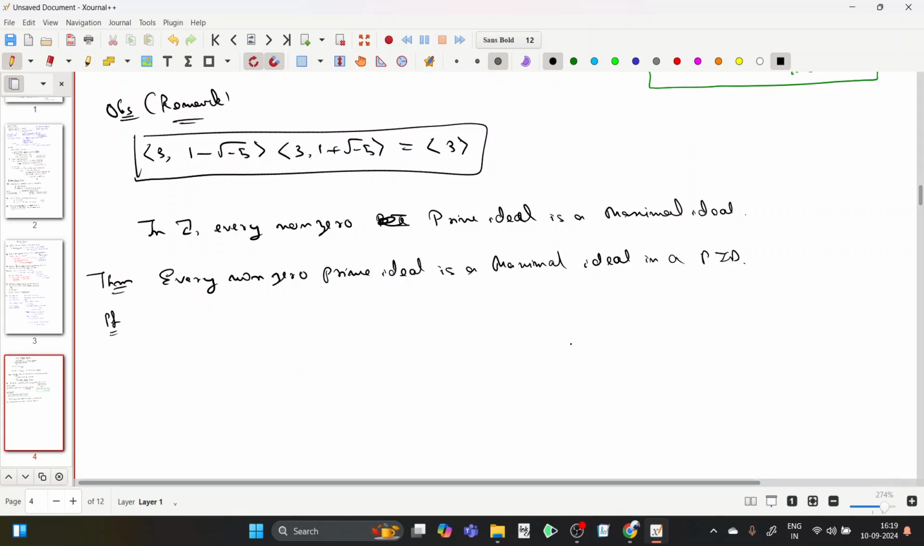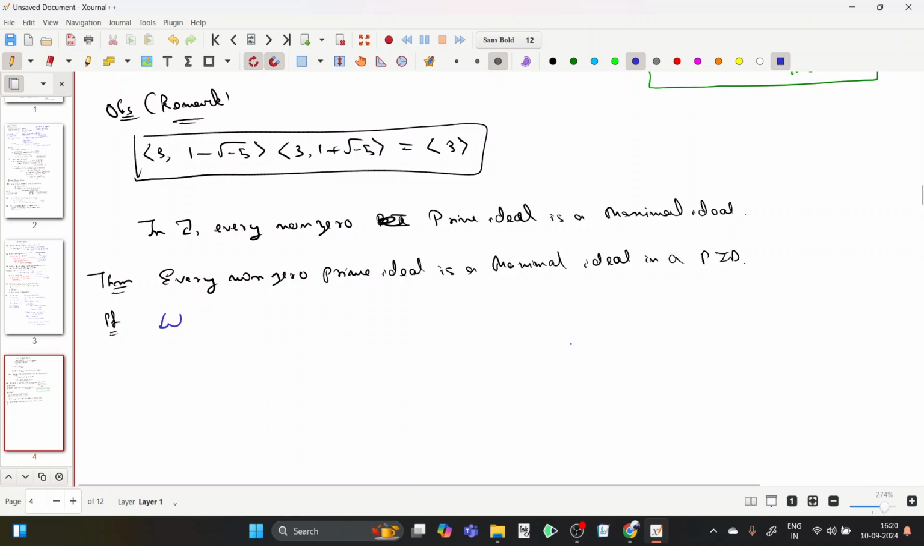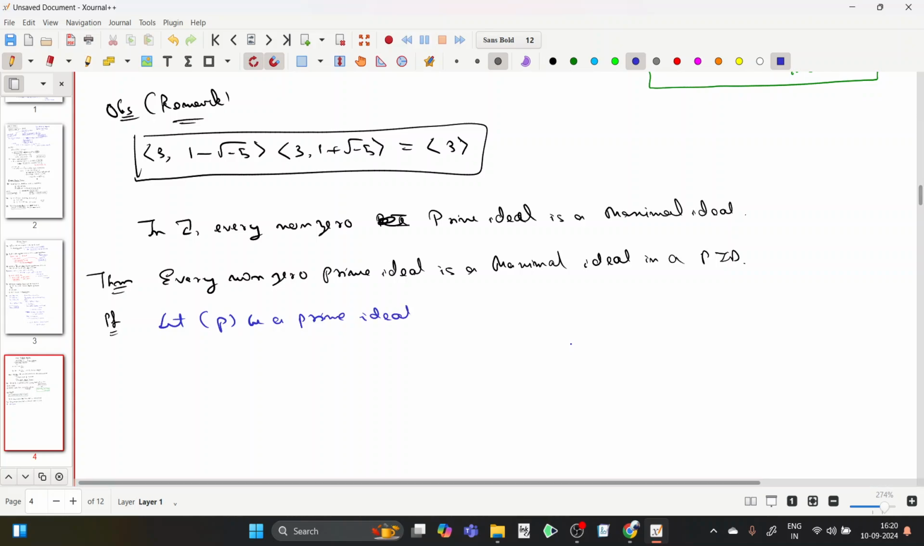Proof. Let's dive into the proof of it. What we do is that we start with a non-zero prime ideal, and we eventually show that it's indeed a maximal ideal. So let P be a non-zero prime ideal, and we are talking about a PID, so I am not mentioning that anymore.